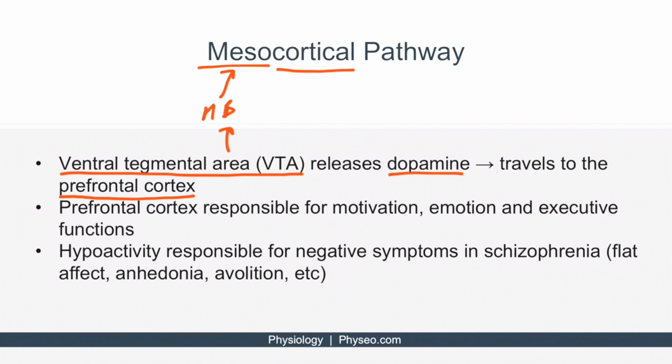Now the prefrontal cortex is responsible for motivation, emotion, and executive functions. And when you have decreased activity or hypoactivity of the mesocortical pathway, you get the negative symptoms associated with schizophrenia, which include flat affect, anhedonia, avolition, and other things.